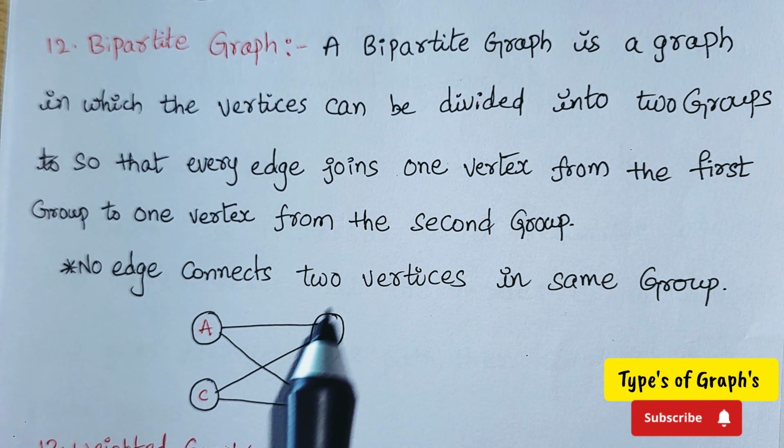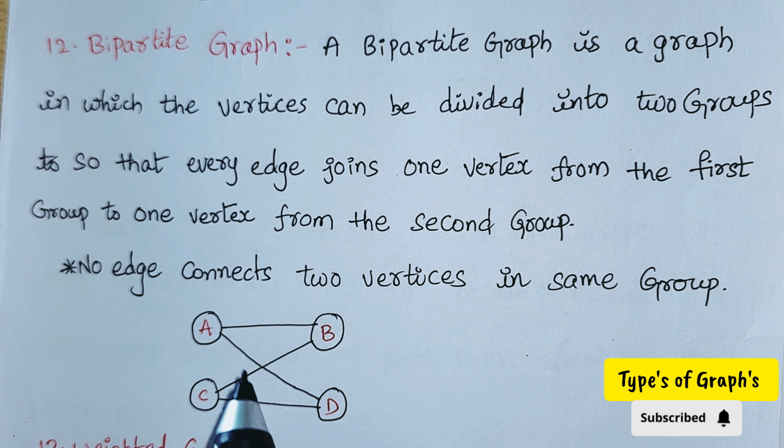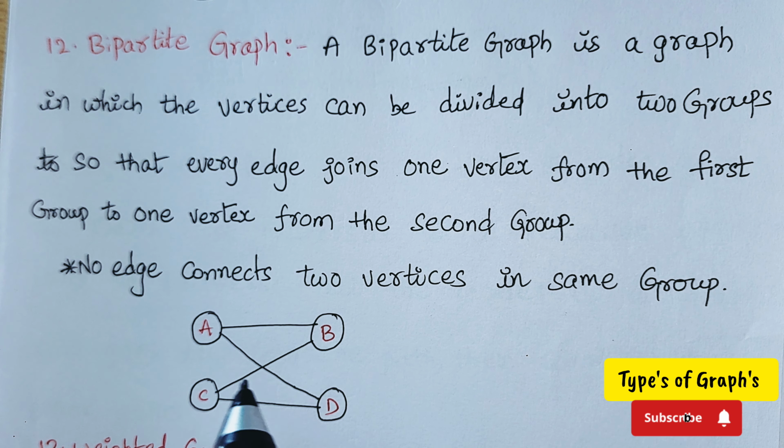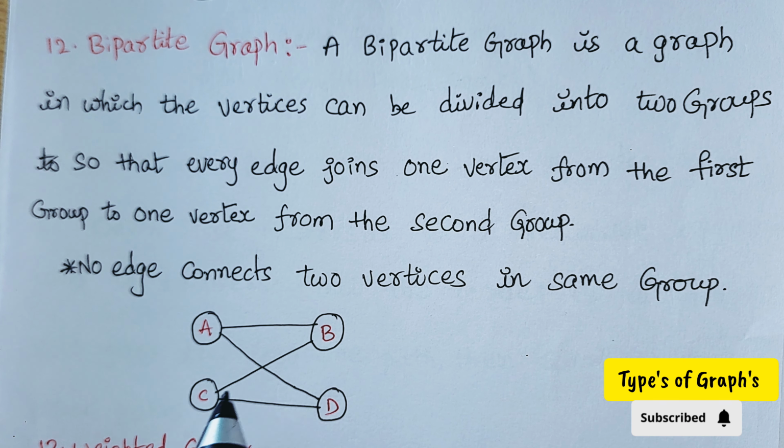Very very important. So bipartite graph ante em ledu. This model is called a bipartite graph. The vertices can be divided into two groups. Okay. So this group is AB, this group is CD, friends.